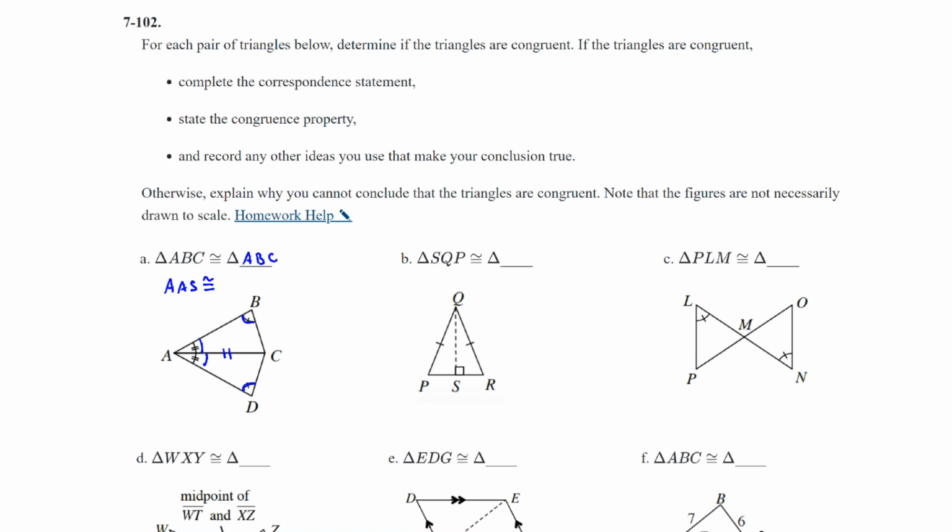Why did I put a B though for some reason? Let me fix that. ADC. And once again by angle, side congruency.